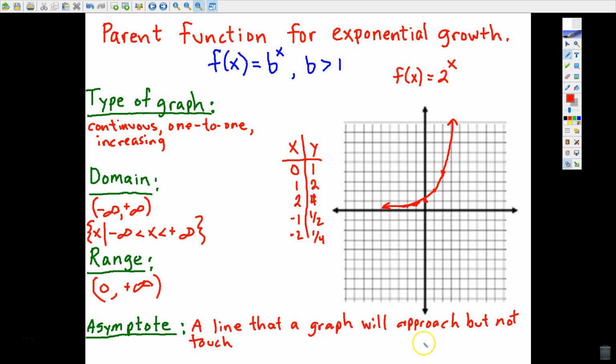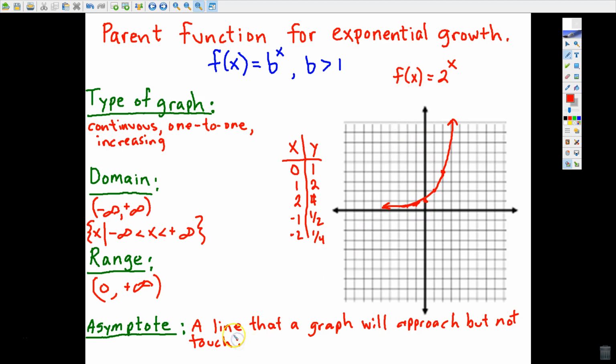A line that a graph will approach but not touch. Well, you can see that that's what's happening here with the x-axis. We're approaching it forever as x approaches negative infinity, but we're never going to get there, and we talked about that earlier, and it's because we cannot choose a number for x that would cause this to be 0.